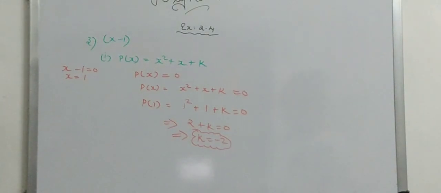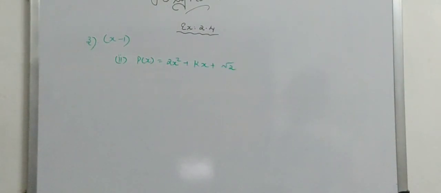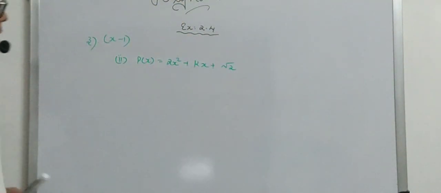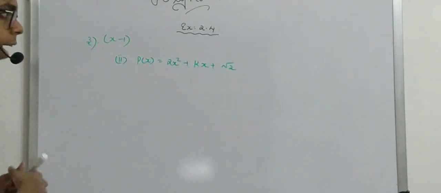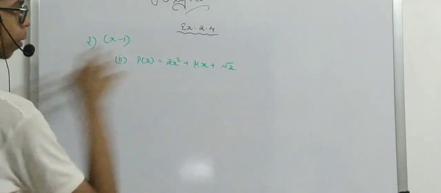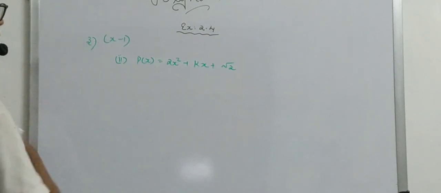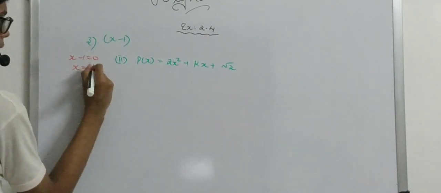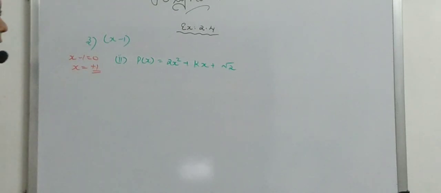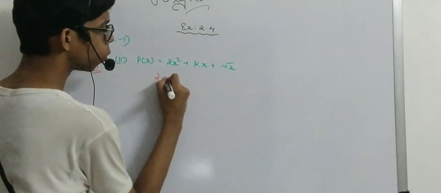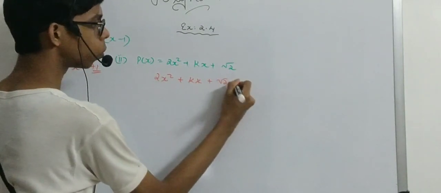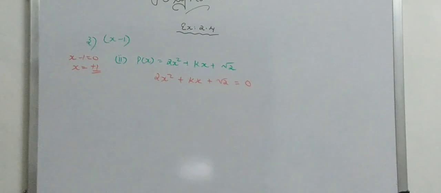So now let's do our second one. Our next one is p of x is equal to 2x square plus kx plus root 2. So here also, since it is given that x minus 1 is a factor of this, we can write the value of the polynomial equal to 0. So we know x minus 1 is equal to 0. From here we will be getting x is equal to plus 1. Okay, so from here we can write 2x square plus kx plus root 2 equal to 0.